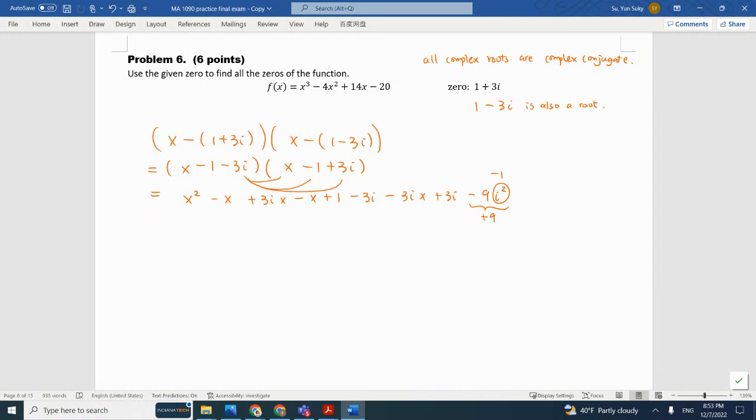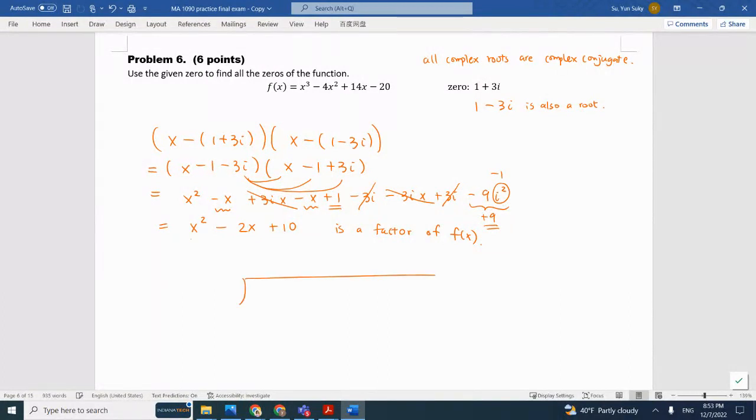You see all the terms with i will cancel. So 3i cancel, 3ix cancel. We get x squared minus x, combine the like terms is minus 2x. And then 1 plus 9 is 10. So this means x squared minus 2x plus 10 is a factor of f of x. Okay, so therefore, how do we find the remaining 0?